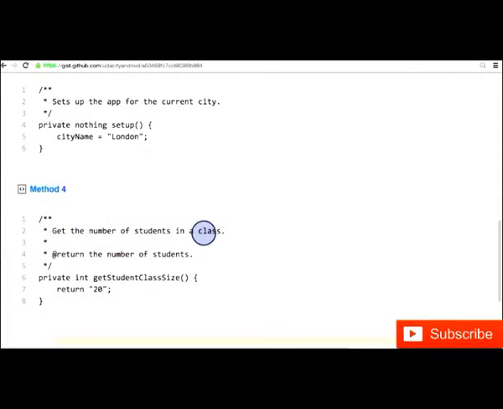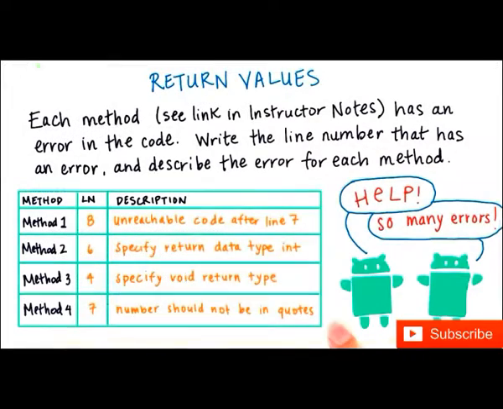This method is about getting the number of students in a class. The return value is the number of students, which is an integer. The method starts with an access modifier of private, and then the return data type is an int. So far it's looking good. The method name is getStudentClassSize, and there's no input params. Inside the method, we have the return keyword, and then it says 20 in quotations. But this is weird because this is a string, and we wanted to return an integer. So the error is on line 7, where we have to return 20 without quotations. And this is what your table should look like.